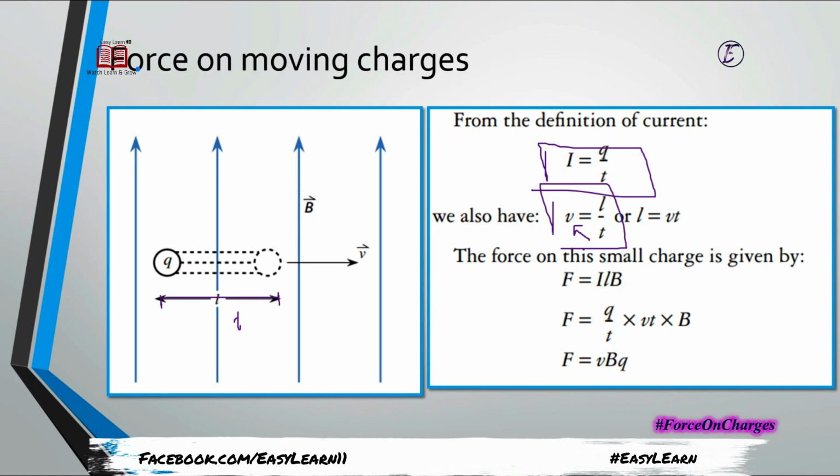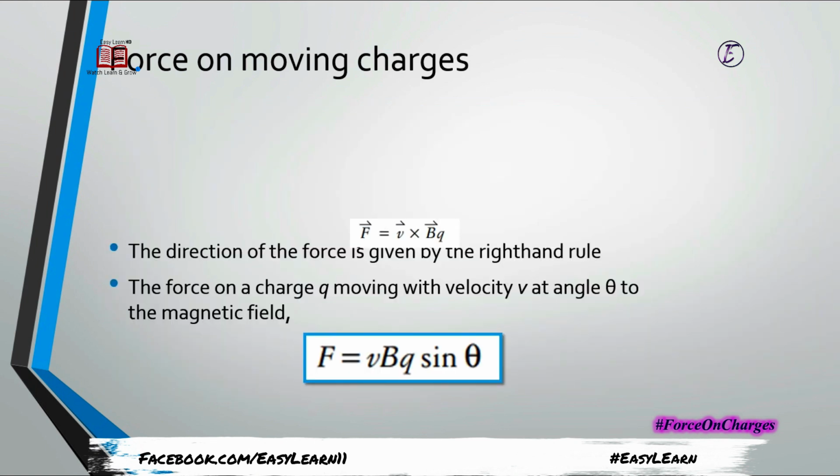Now we substitute the value of I, that is q over t, and also the value of L, that is vt, multiplied by B. F equals vBq, because t cancels out. So the vectorial equation of this: F is also a vector quantity, and v and B are also vector quantities.